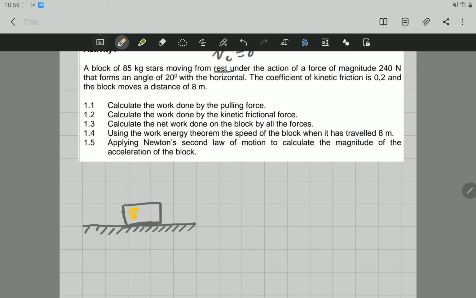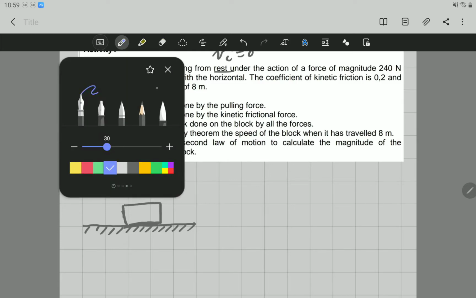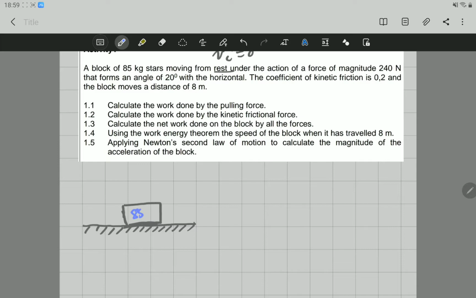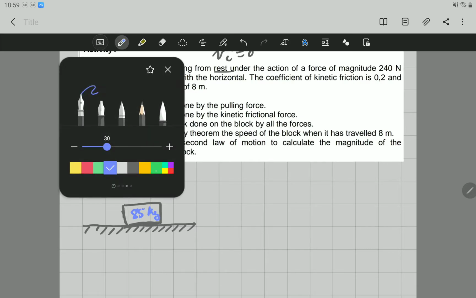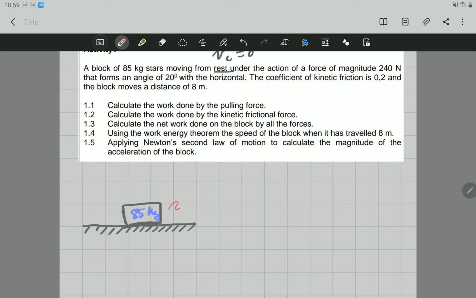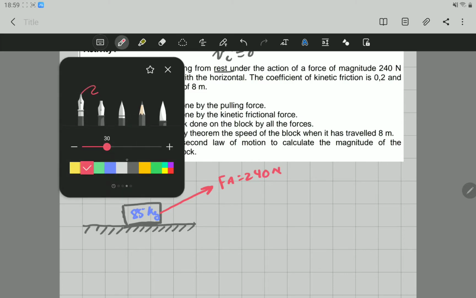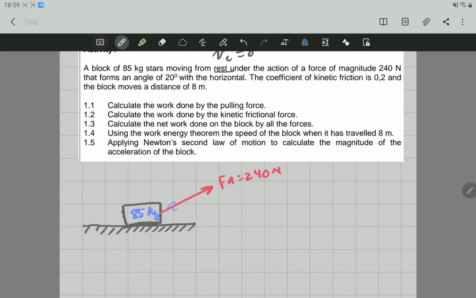Let's write it here. That color is not a good color, let's try another one. It is 85 kilograms. And there is a force of magnitude 240 that acts on the block, and that force makes an angle of 20 degrees with the horizontal. This is the applied force, equal to 240 Newton. If this is the horizontal, this angle here is 20 degrees. This is the angle of inclination.